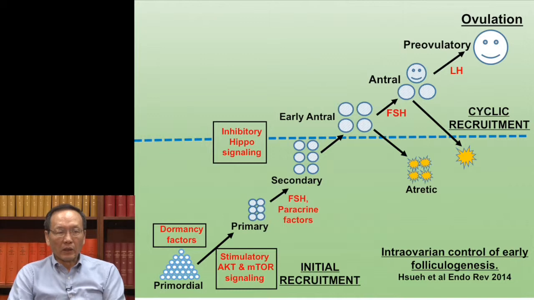Below the dashed line, you can see the primordial follicles. Actually, in the human ovary, we have 800,000 of these primordial follicles, and most of them remain dormant. So there are dormancy factors controlling their dormancy. However, earlier studies have shown that stimulation of the AKT pathway can allow some of the follicles to grow. So we call this initial recruitment.